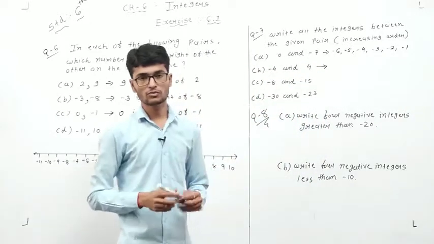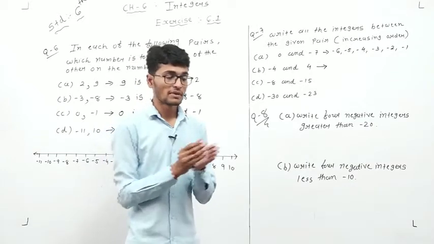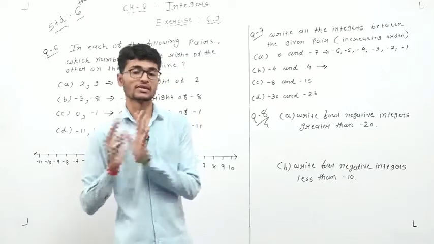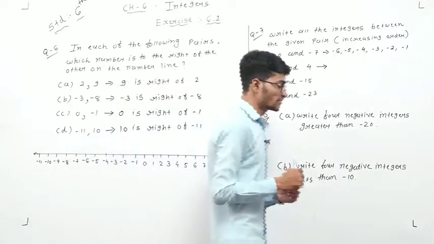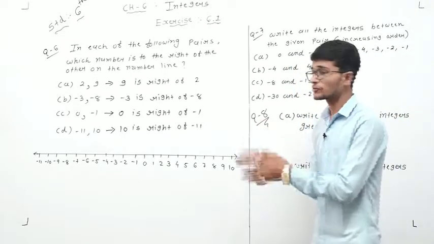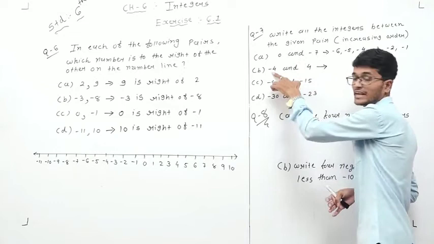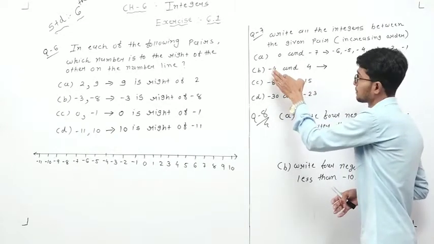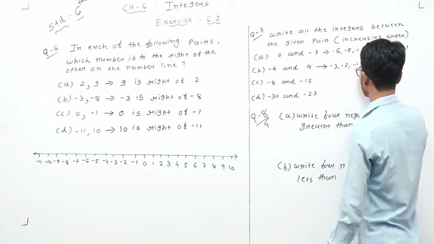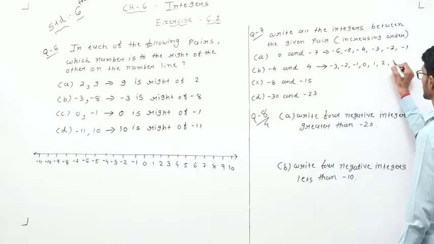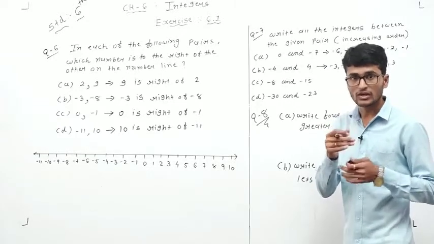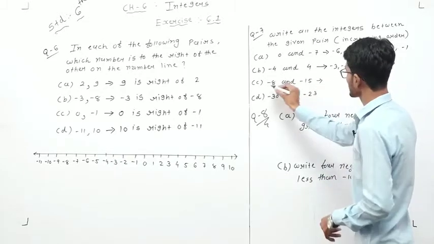Between minus 4 and 4 the numbers are minus 3, minus 2, minus 1, 0, 1, 2 and 3, right? But write them in increasing order, small to big. The negative numbers are smaller than the positive ones, so starting from minus 3, minus 2, minus 1, 0, 1, 2, 3. This one is our answer. Clear? Okay.